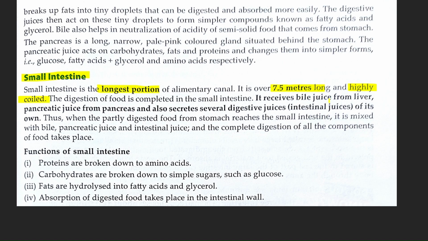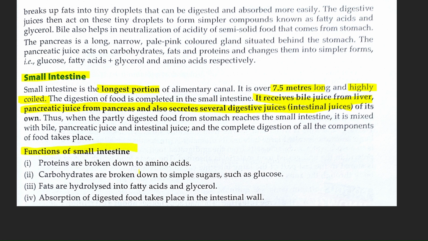It receives bile juice from the liver and pancreatic juice from the pancreas, and also secretes several digestive juices of its own, called intestinal juices. Thus, when partly digested food from the stomach reaches the small intestine, it is mixed with bile, pancreatic juice, and intestinal juice, and then complete digestion of all the components of food takes place. Functions of the small intestine are listed here.